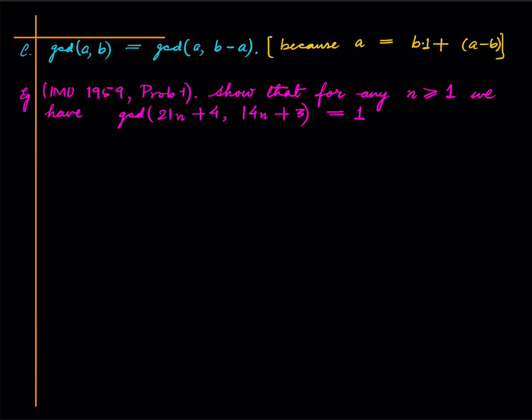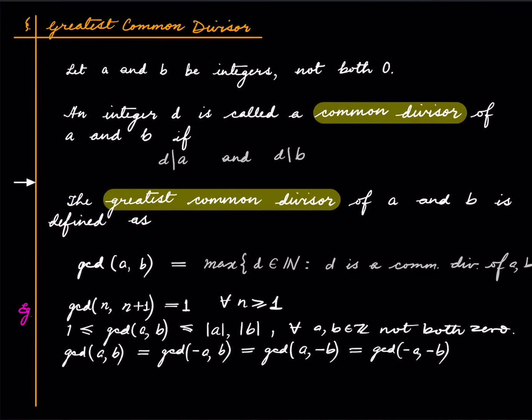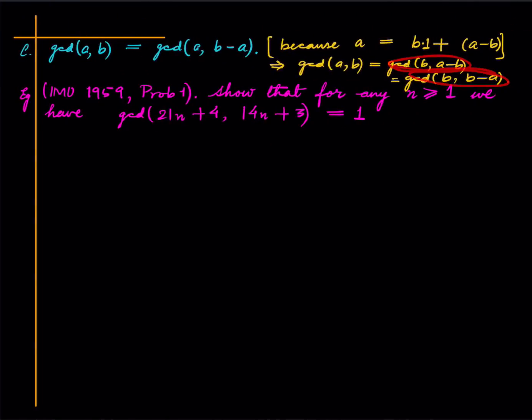So this gives us that, by the previous lemma, GCD of A comma B is GCD of B comma A minus B. But GCD of B comma A minus B is the same as, I don't have space, this is equal to GCD of B comma B minus A. Right? Just note that this is equal to that, and this is what I also stated here. Okay, so that's the reason why these two things are equal.